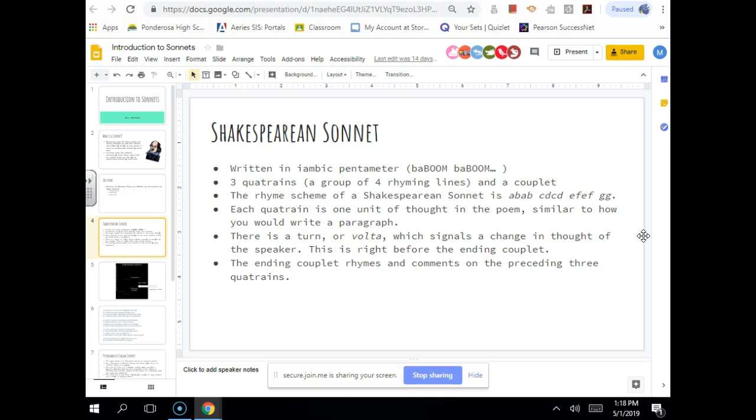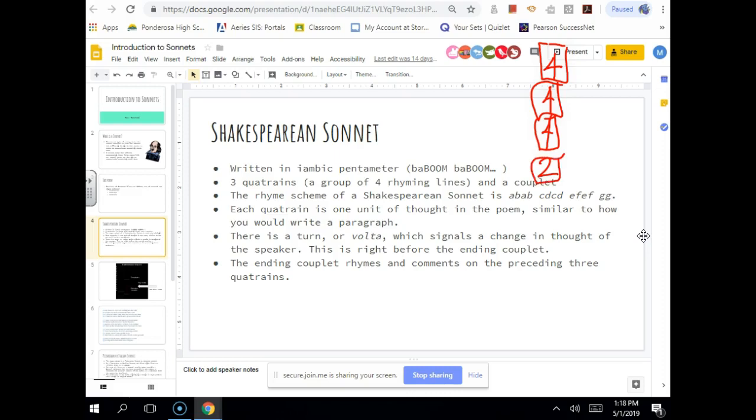How many is a couple? 2. Okay, so how many lines are there in a couplet? 2. We're doing good, guys. So the Shakespearean has quatrain, quatrain, quatrain, couplet, okay? Remember 14 lines? That adds up to 14, right? I'm no math expert, but I'm pretty sure. So each quatrain is 1 unit of thought in the poem, similar to how you would write a paragraph. So this is 1 thought, this is 1 thought, 1 thought, and then this is your conclusion. Think of it as like an essay. It's the easiest way I can think of it.